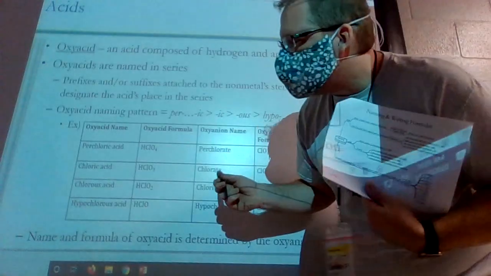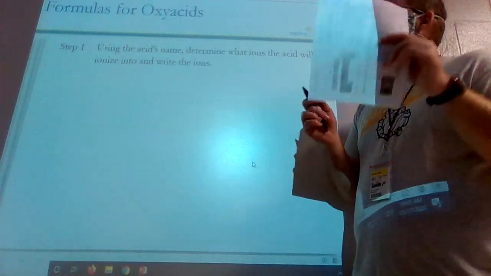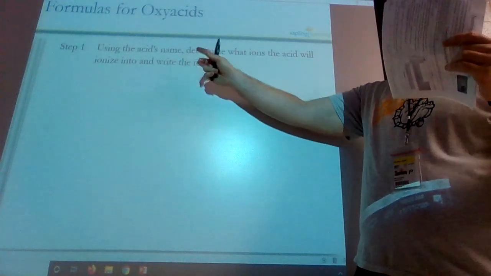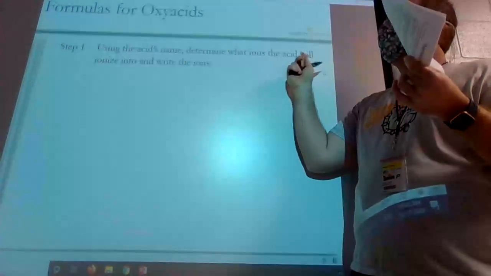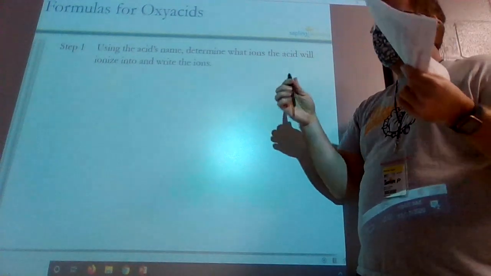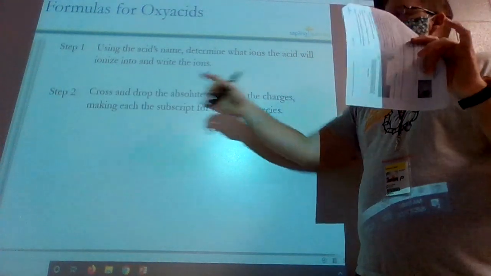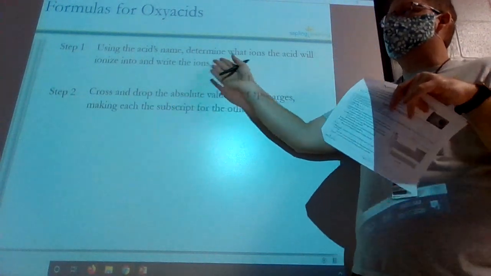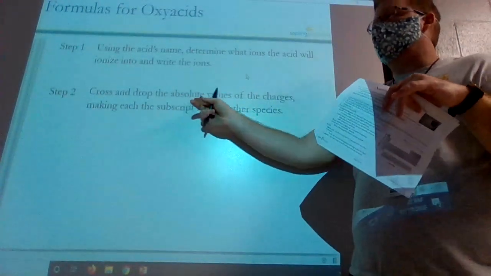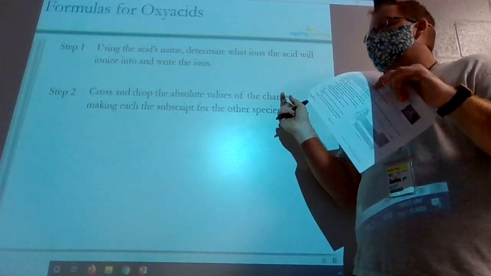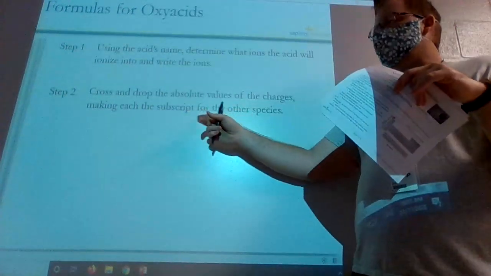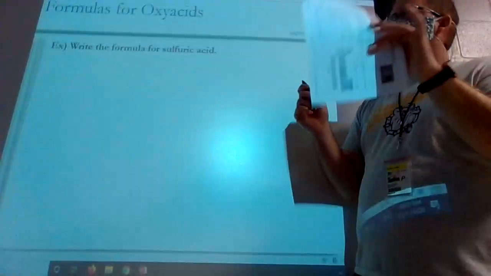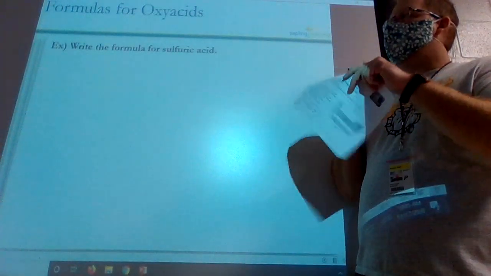And then is this the last slide? No, we got a couple more slides. So how do we name these? Step 1, use the acid's name. Determine what ions the acid will ionize into and write the ions. Step 2, do the cross and drop. So we practiced the cross and drop in ionic compounds. We're treating these like they're ions. Do the cross and drop of the absolute values of the charges, making each the subscript for the other species.